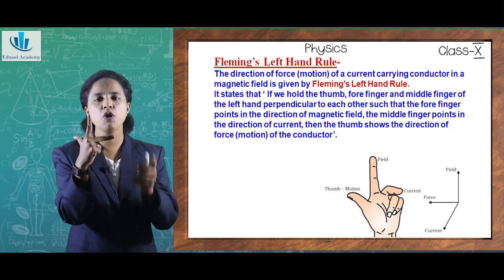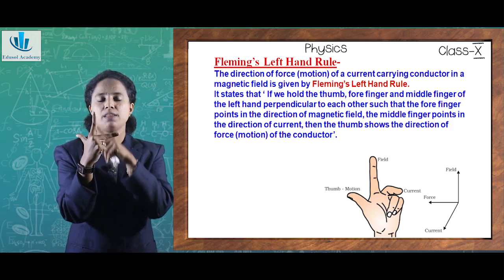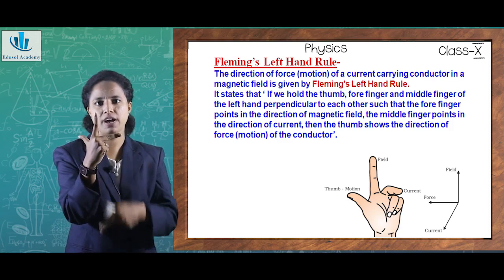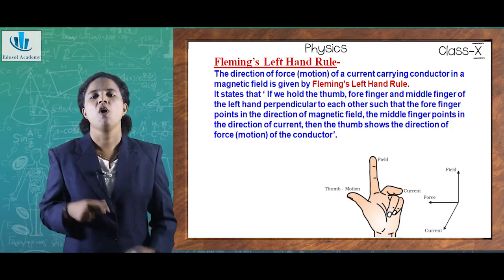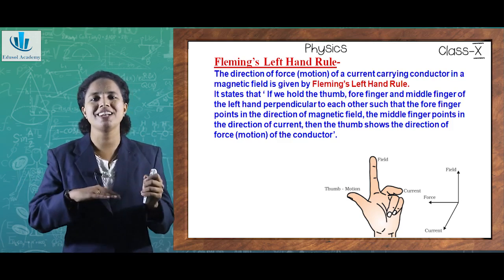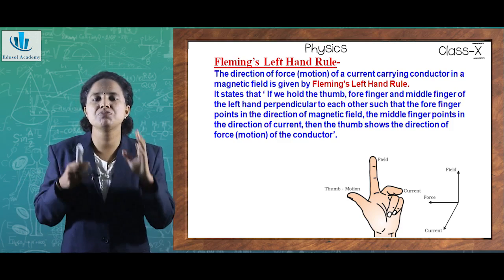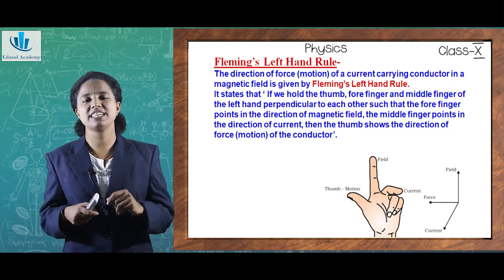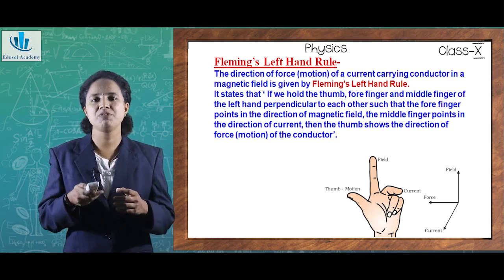Such that the forefinger points in the direction of the magnetic field, the middle finger points in the direction of current, then the thumb shows the direction of motion or force of the conductor. So, if we know two quantities, we can find the third one, isn't it? So, the direction of force or motion of a current carrying conductor can be clearly shown by using Fleming's left hand rule.